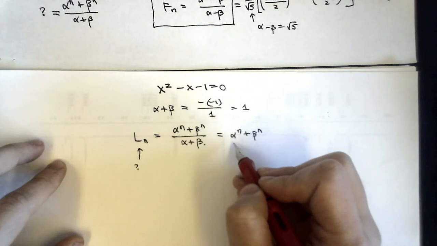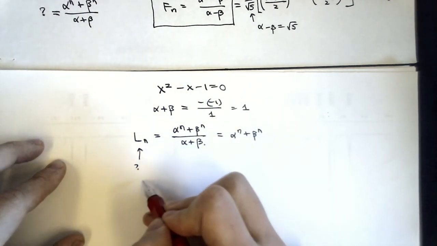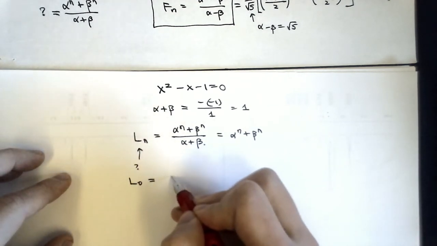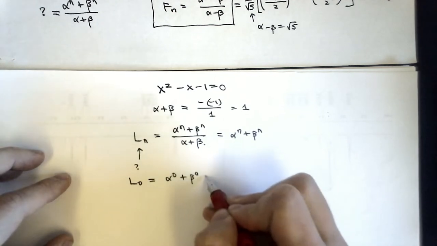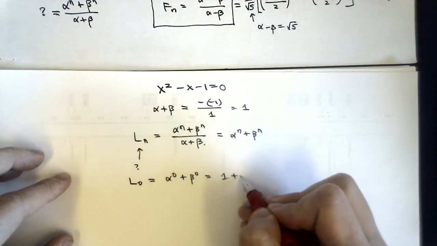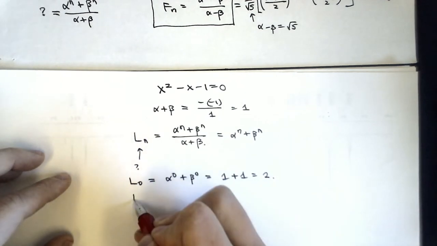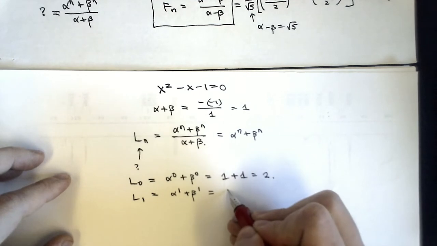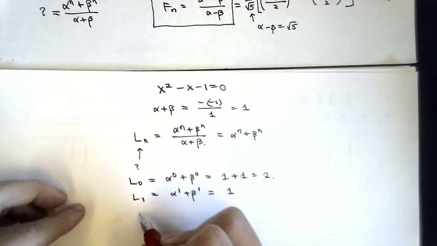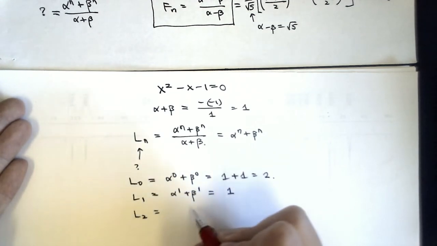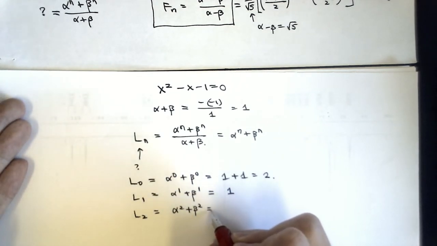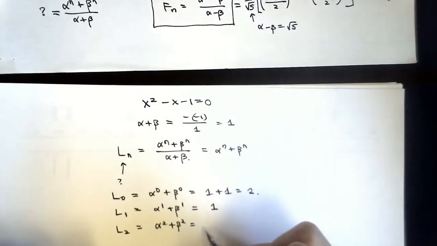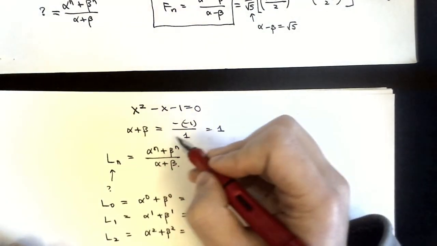Now, we have no idea what this is, so we plug in some numbers into it. What is L0? L0 will be alpha to the power of 0 plus beta to the power of 0, which is 1 plus 1, which is 2. What is L1? L1, of course, is alpha to the 1 plus beta to the 1, which is 1. How about L2? L2 will be alpha squared plus beta squared, equals to, we don't know.